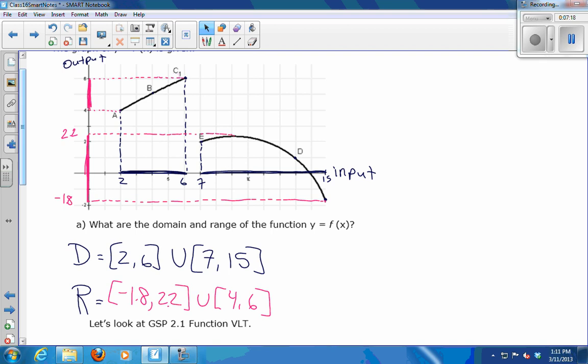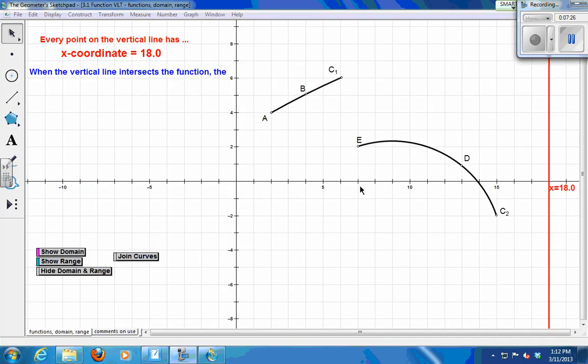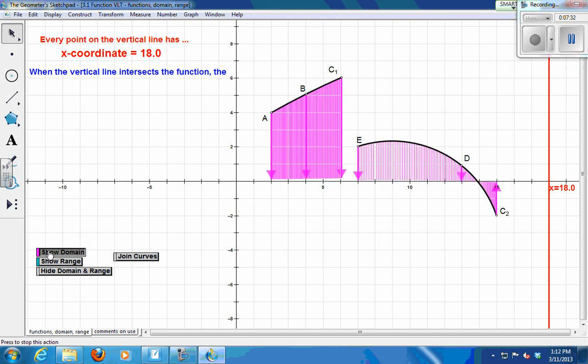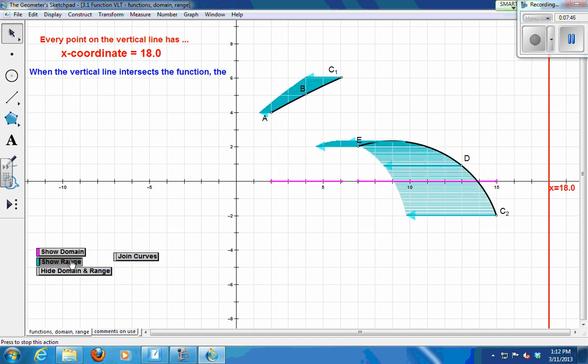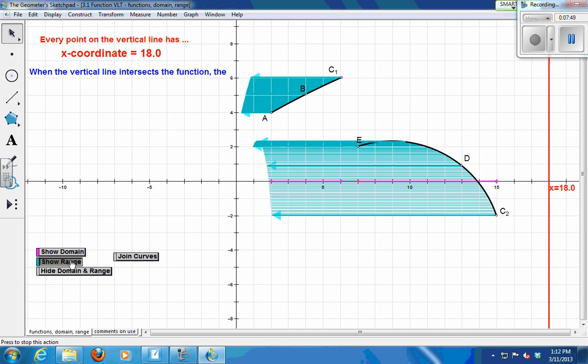And I have a fun little animation of what we just did that helps, I think, visualizing domain and range. Same graph as before, I'm going to show the domain. And it highlights all the x values where the function lives, from 4 to 6 and 7 to 15. And then if I show the range, it shows all the y values where the function lives. Negative 2 to 2.2 and 4 to 6.